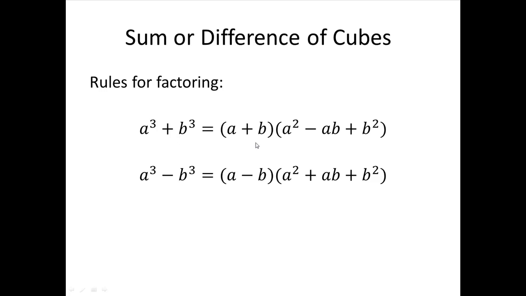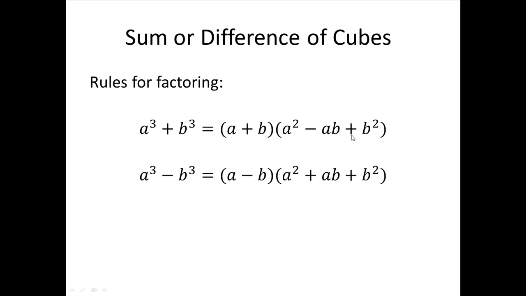I factor that into a binomial times a trinomial. The terms in that binomial are the base of what was raised to the third power in the problem. So our problem is a to the third, so my base was a, and that's the first term in my binomial. Notice the sign in the binomial is the same as the sign in the problem. In the trinomial, we have the first base squared, minus the product of the two, plus the second base squared.